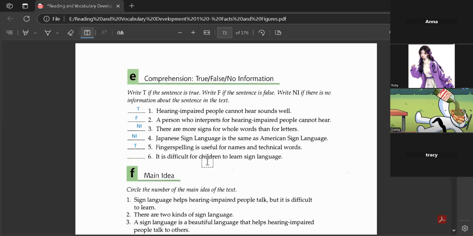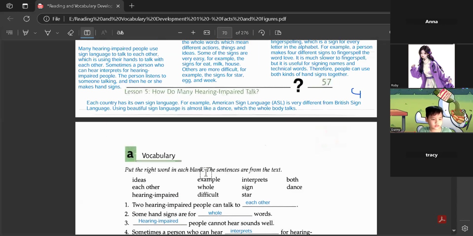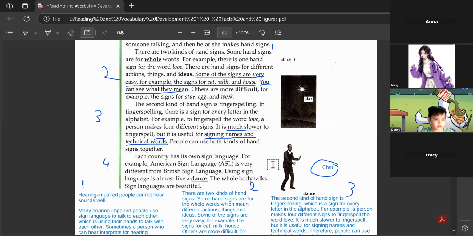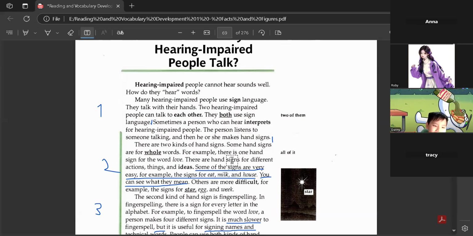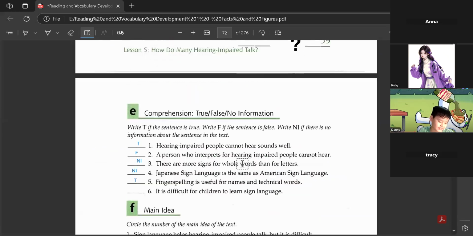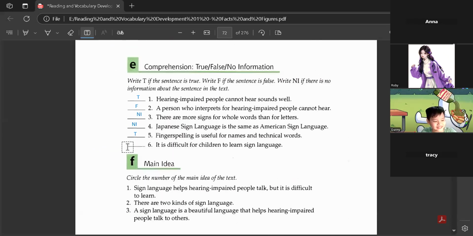And lastly, it is difficult for children to learn sign language. Let's invite Danny for this one. I'm saying it's false. They didn't mention kids. No information again. Yeah, very nice.